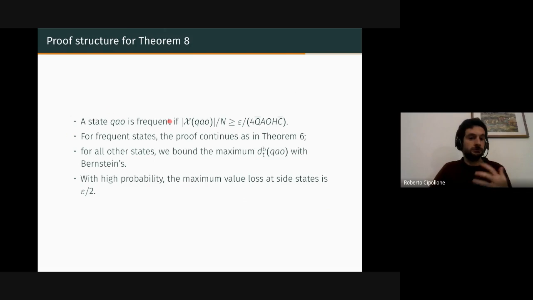So we will say that if this number is lower than this threshold, the true occupancy should also be very low. This concentration is verified, again, using Bernstein's. And by summing all true occupancies this time, we will verify that the sum of value losses that we can accumulate is at most epsilon half. And that's the main idea.